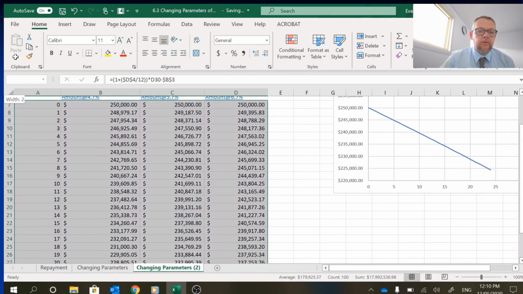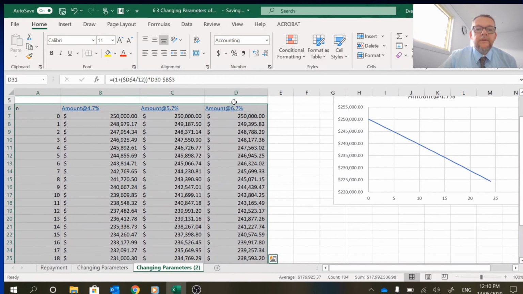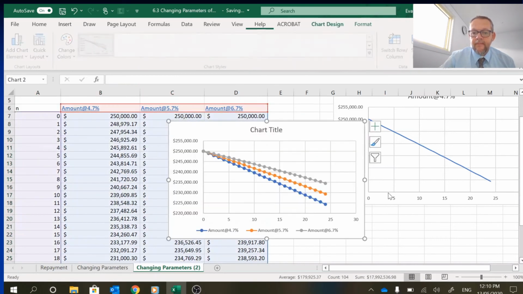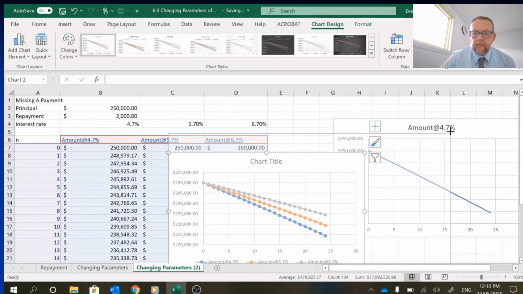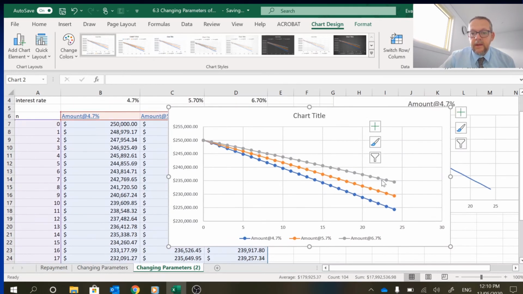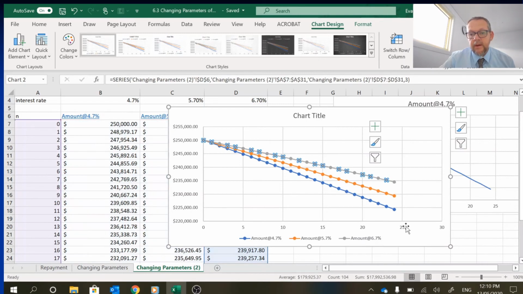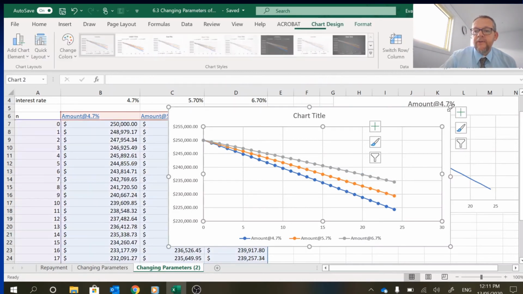And then we'll graph the effect of the changing of interest rates on the loan. So let's now insert our scatter plot. And what can you see? You can see that yes, the amount is still decreasing, but when the interest rate is increased, the line is flatter, whereas the one with the smallest interest rate is a steeper line. It means you're paying off the loan faster.